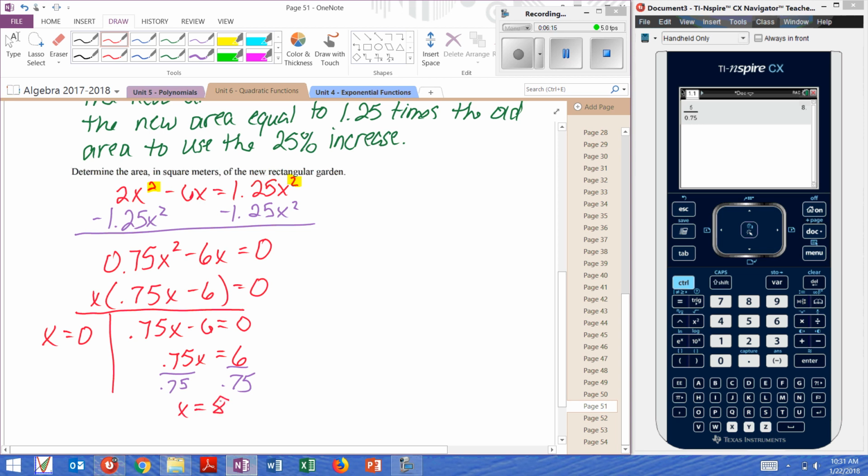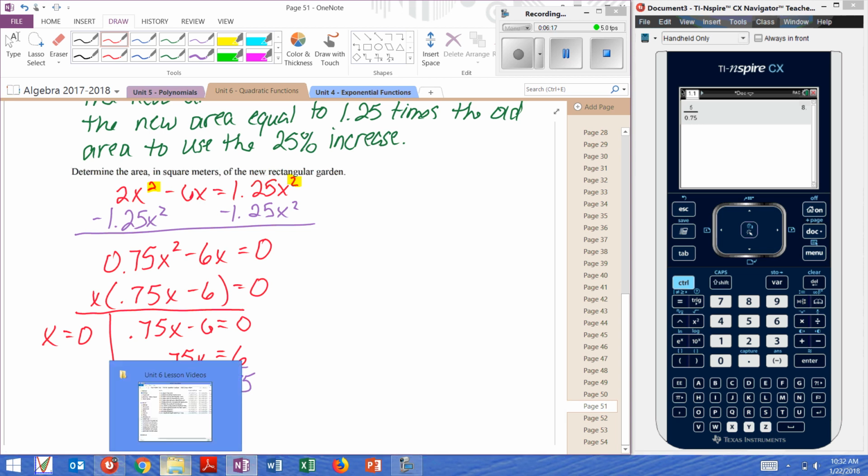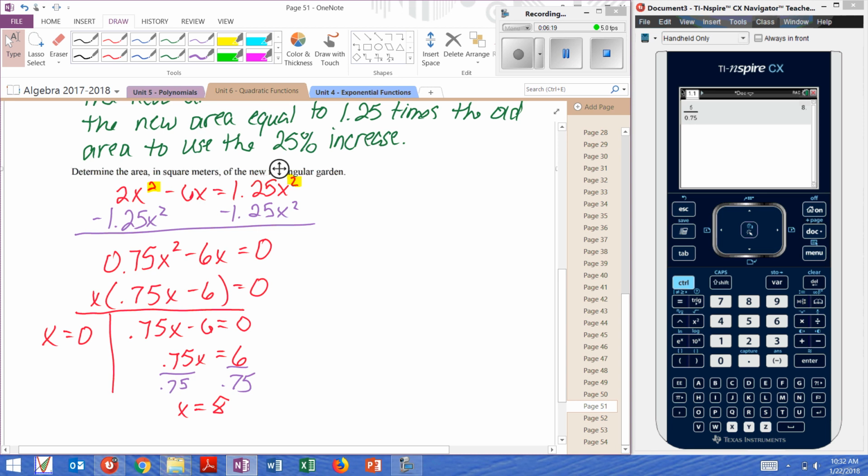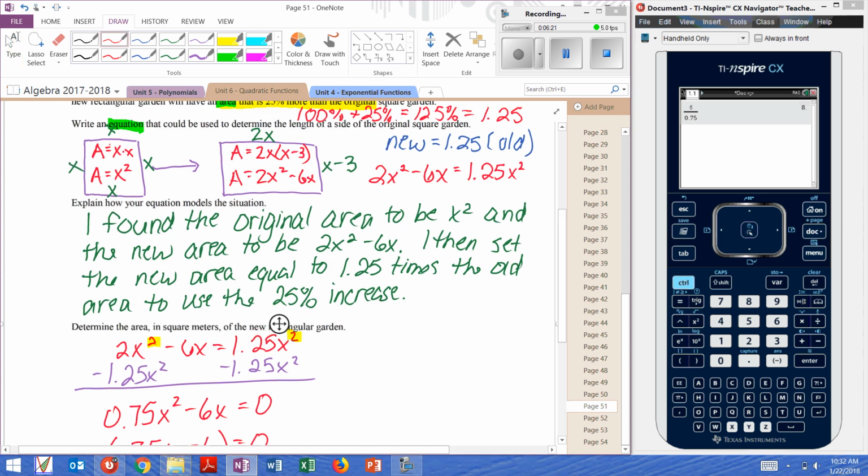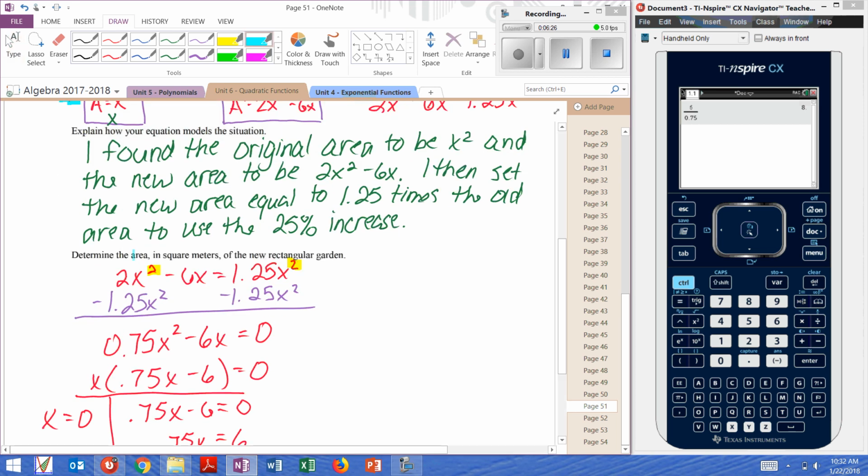So x is equal to 8. So what did we find? We found the original side length. That's what this was. So what we just did was we found x, and they wanted us to find the area of the new garden.